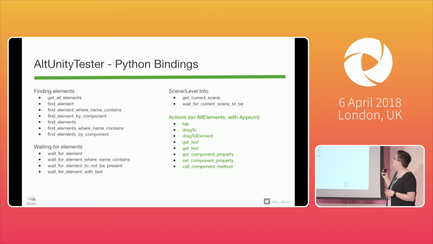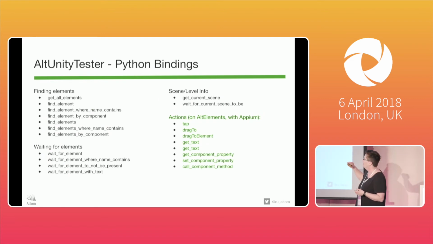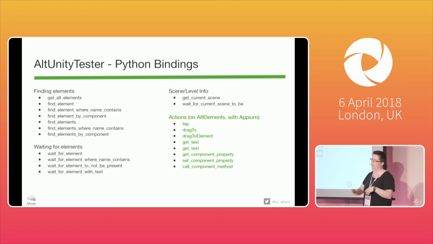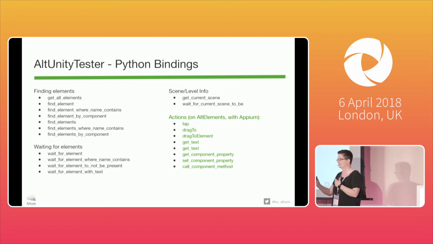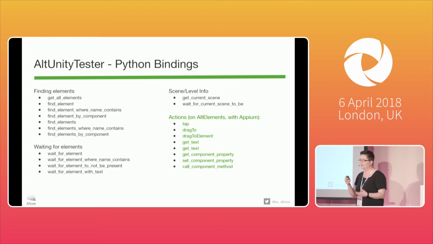For the Python bindings, we have quite a few methods implemented already. Of course, we can find elements, wait for them, find elements with the text, and so on. You can wait for elements to not be present, and you can get information about the level that is currently loaded.